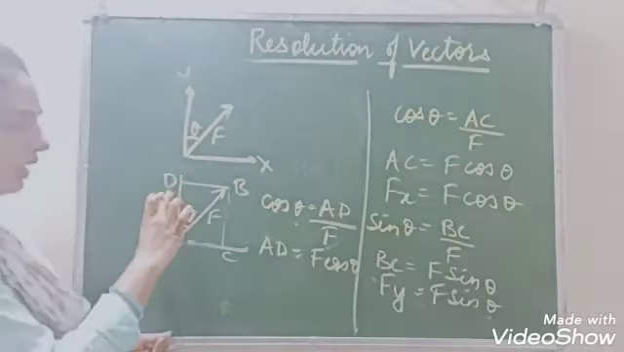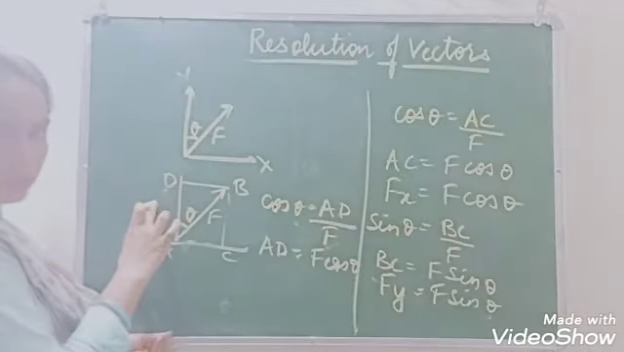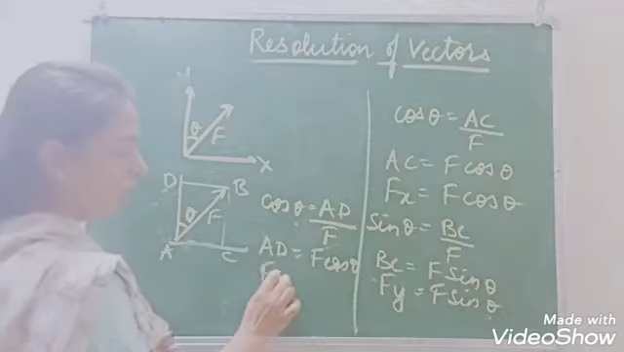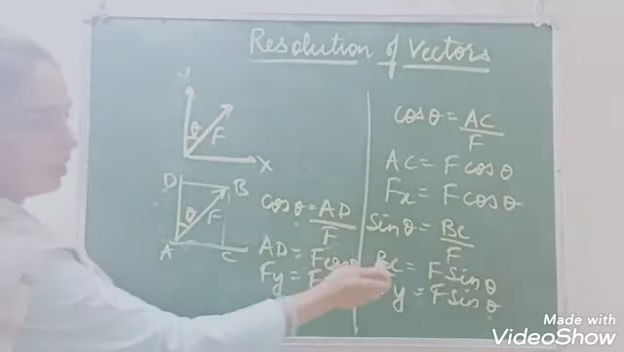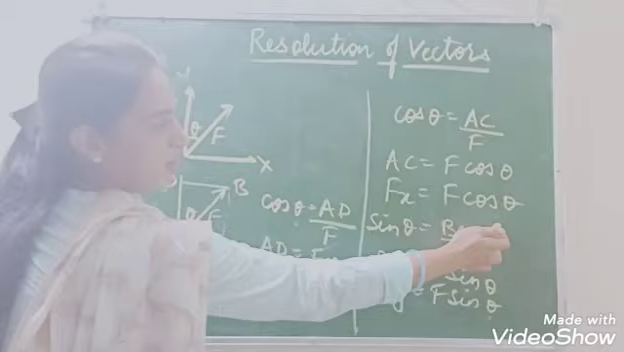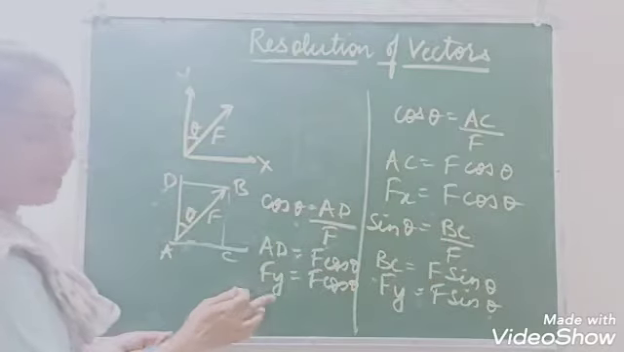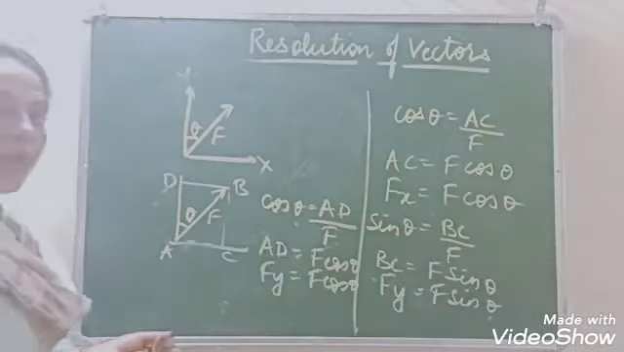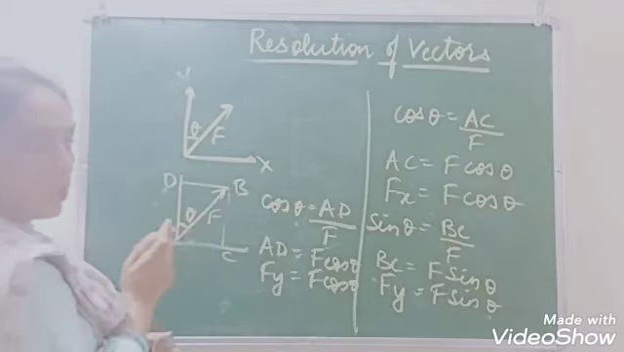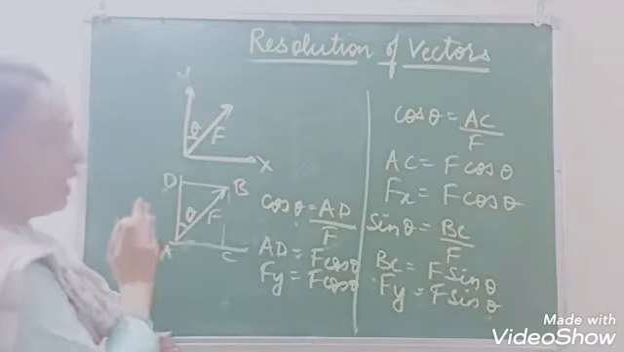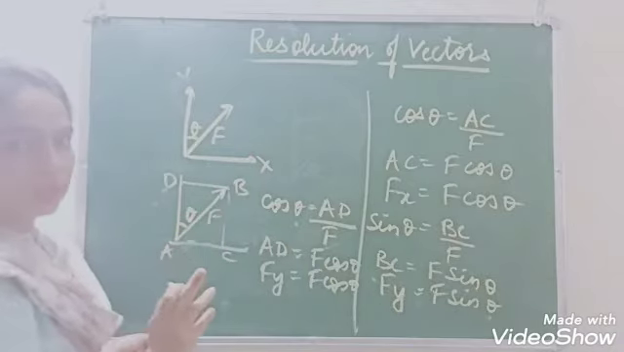Now see, AD is in the y direction. So Fy now is F cos theta. See here, Fx was F cos theta, and here Fy is F cos theta. Why is this difference? Because earlier the angle was with the x direction, and now the angle is with the y direction.